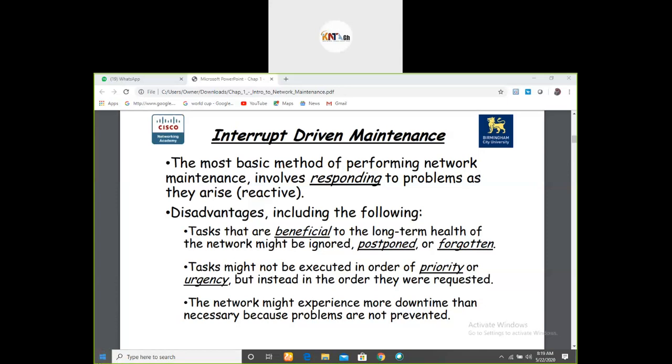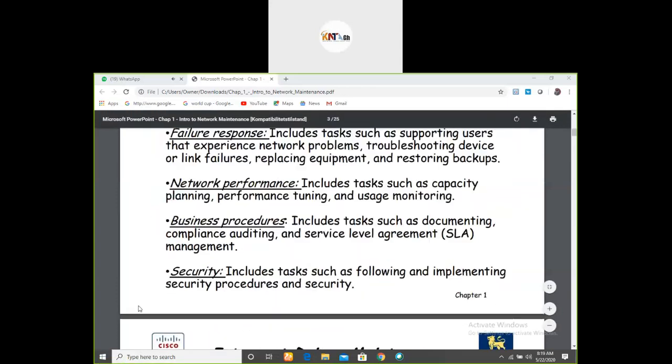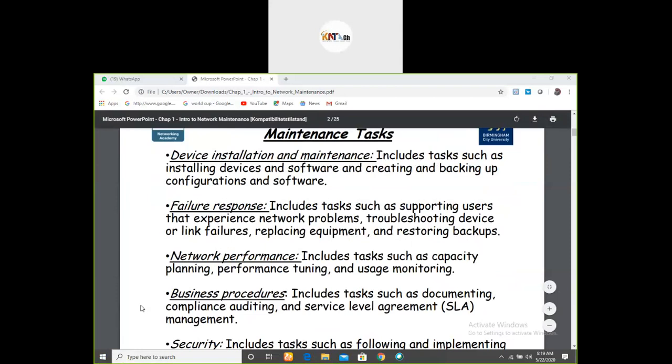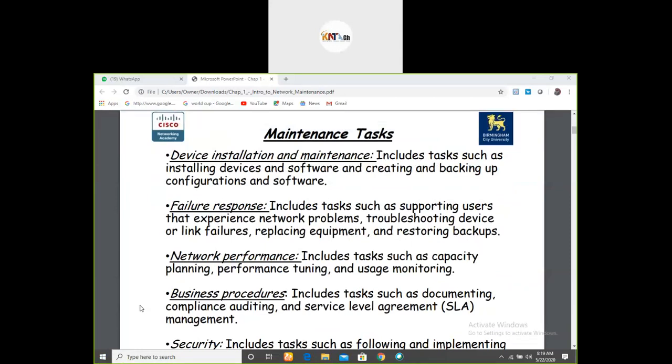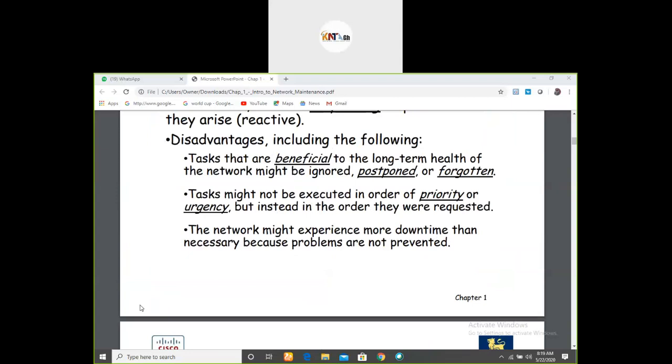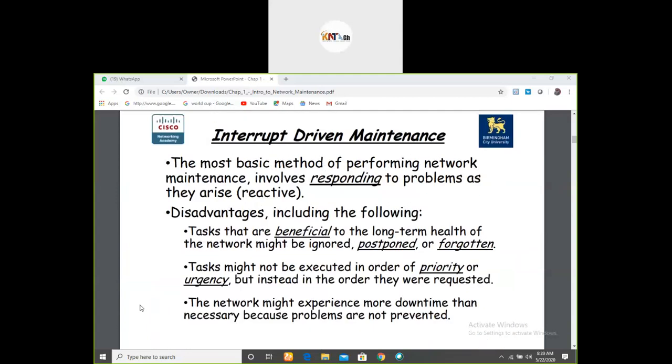Now, the second thing is that tasks might not be executed in order of priority. That means that you need to choose which one is more important to carry out. So when you go back to the network maintenance tasks, you look at your organization and see if device installation is your priority, or your failure response, or your network performance issues. Whichever is your priority, in interrupt-driven maintenance or reactive maintenance, tasks might not be executed in order of priority or urgency, but instead in the order they are requested.